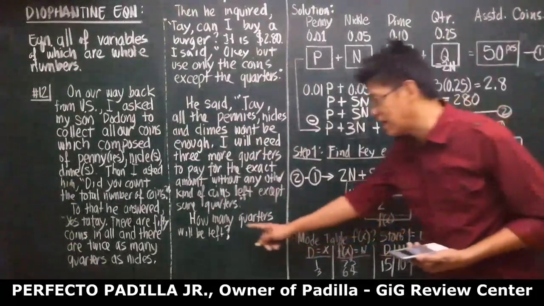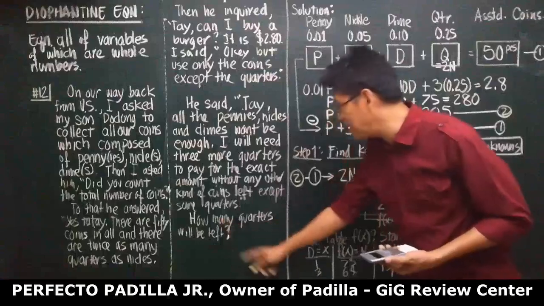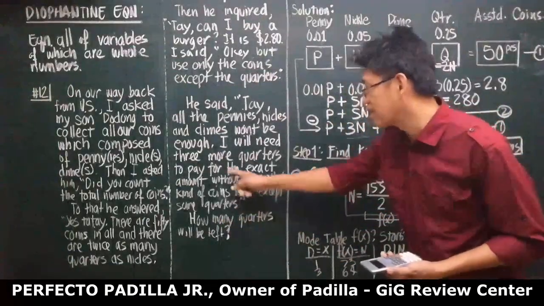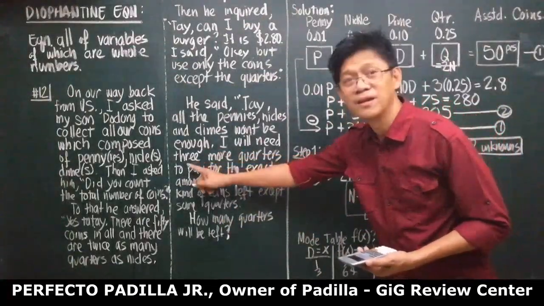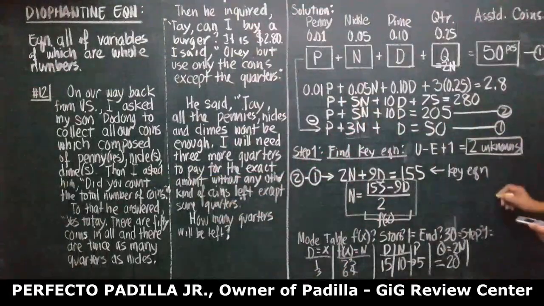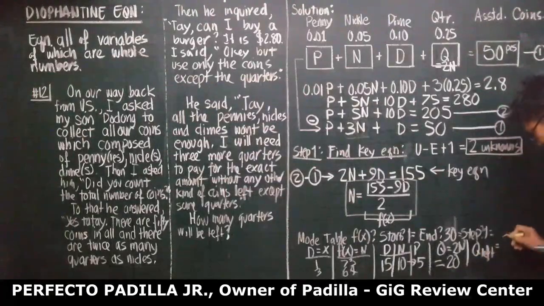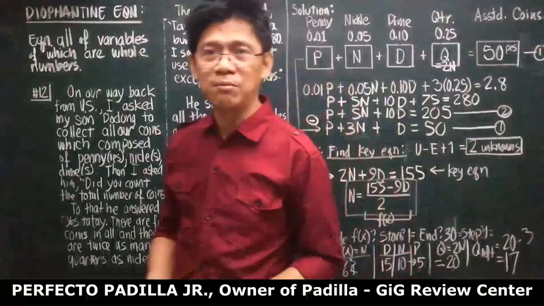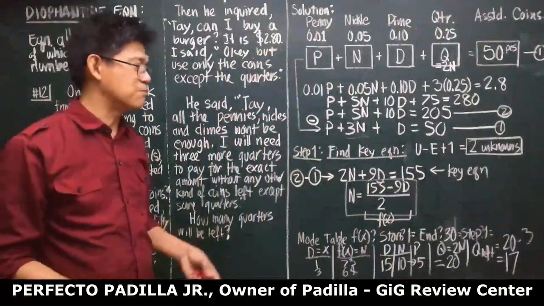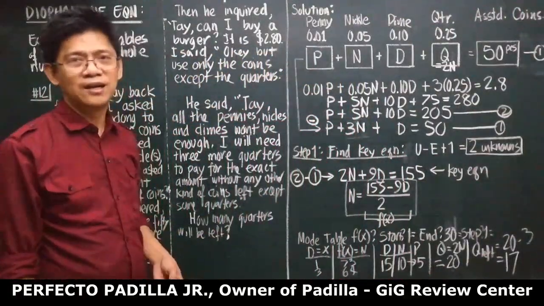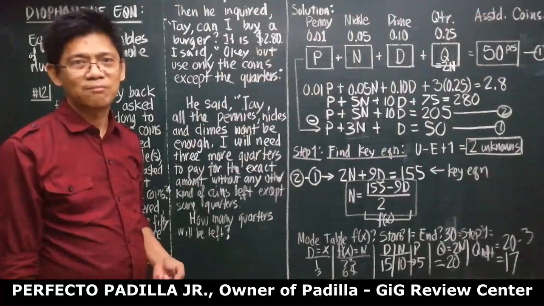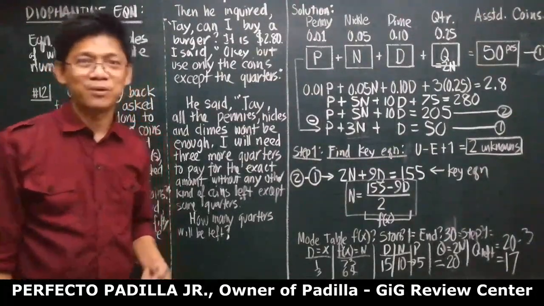Ilan daw yung natira? Ilan bang quarters ang ginamit? Di ba 3 quarters? So, therefore, the number of quarters left, okay, Q left is going to be 20 minus 3. This is going to be 17 pieces. So, ibig sabihin, meron kang 17 pieces na natira na quarters. You get it? Maliwanag? Okay, sige, kopya.